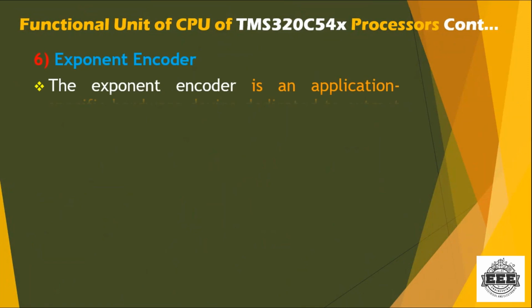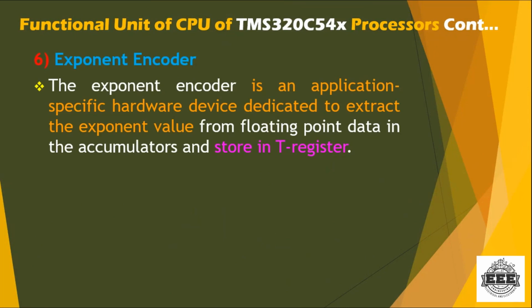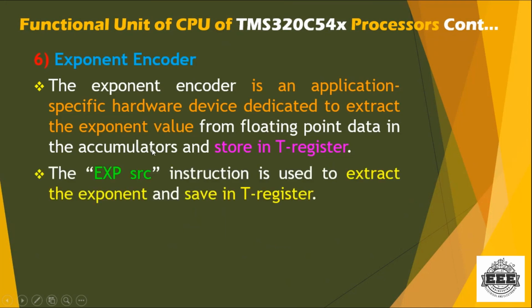The next unit is going to be an exponent encoder. The exponent encoder is an application-specific hardware device dedicated to extract the exponent value from floating point data in that accumulator and store it in that T register. Here is shown the example. This is an instruction, EXP SRC. When you give this instruction, it is used to extract the exponent and save it in the T register.